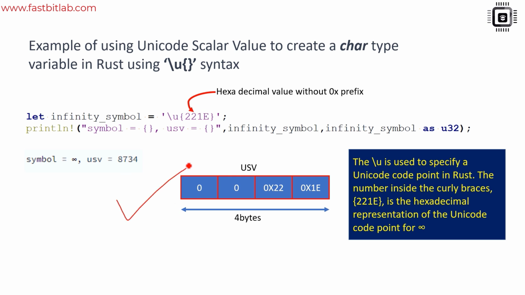This is a memory representation. So this is how the value of this variable will be stored in memory, because a char consumes 4 bytes. So there will be 4 bytes reserved, and this is how this value is being stored in those 4 bytes. Out of 4 bytes, only 2 bytes are consumed.